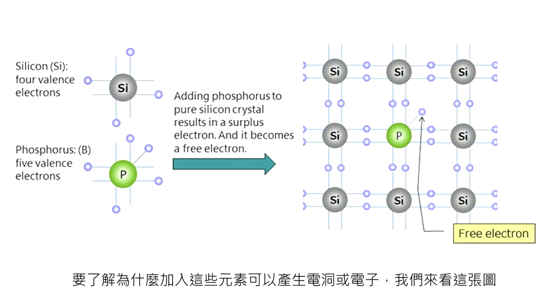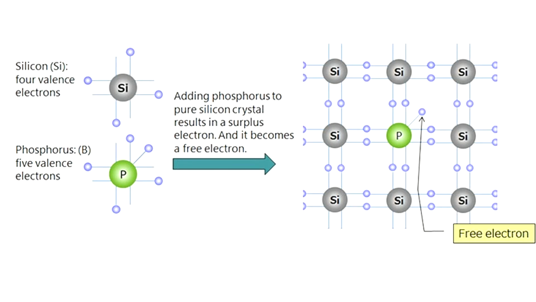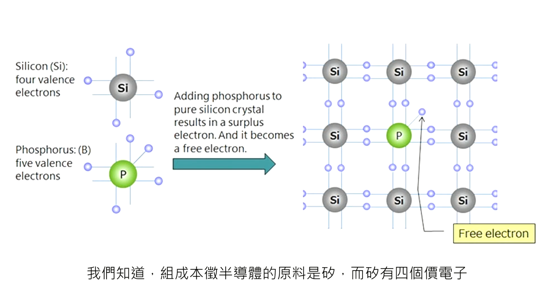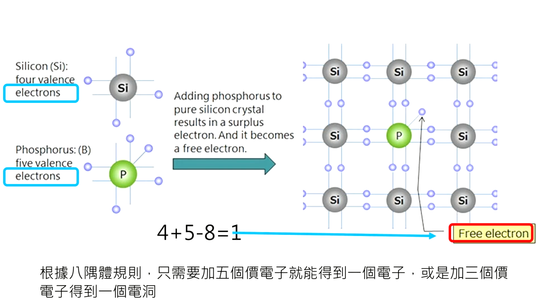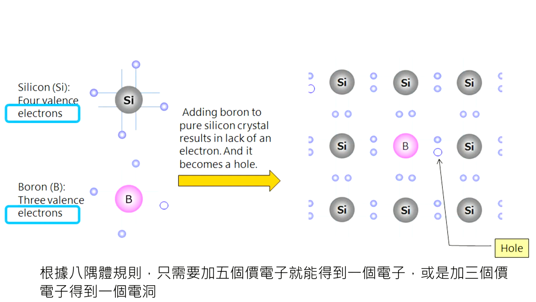To explain how adding impurities makes a free hole or an electron, let's take a look at this picture. As we know, the material that intrinsic semiconductor consists of is silicon. Silicon has 4 valence electrons. So you just need to add 5 valence electrons to create an electron, or add 3 valence electrons to create a free hole due to the octet rule.